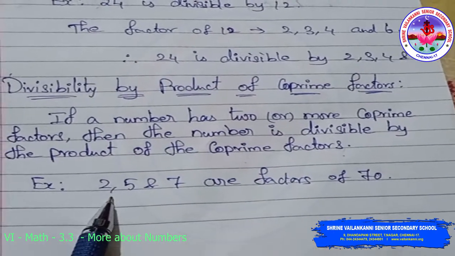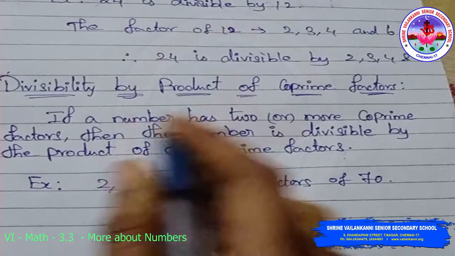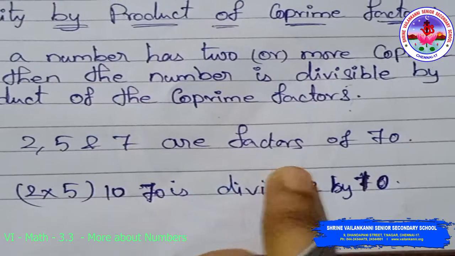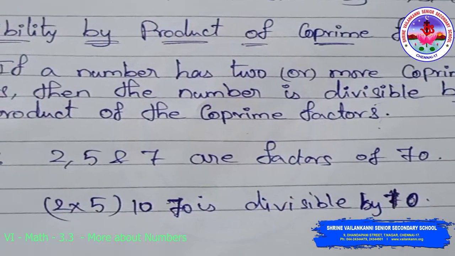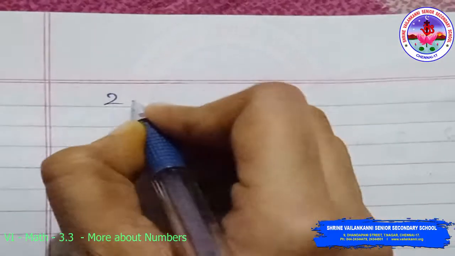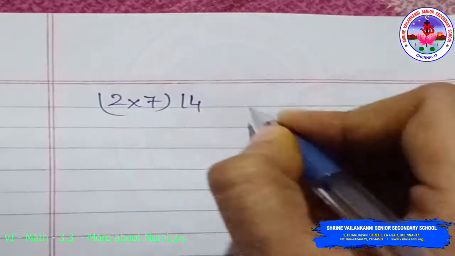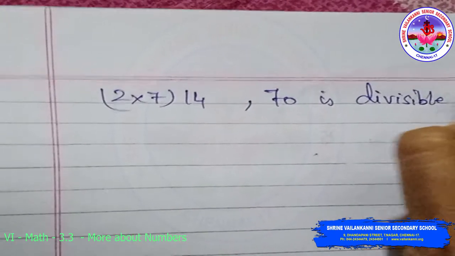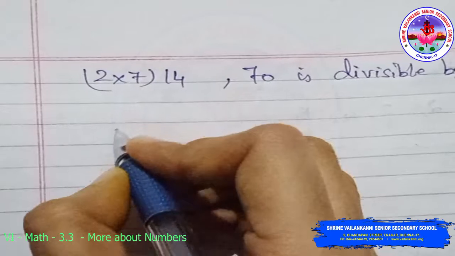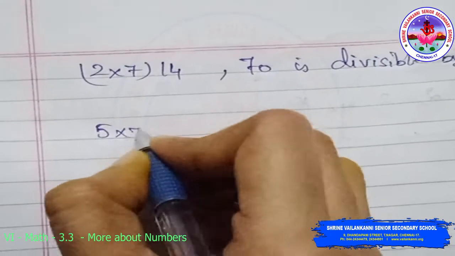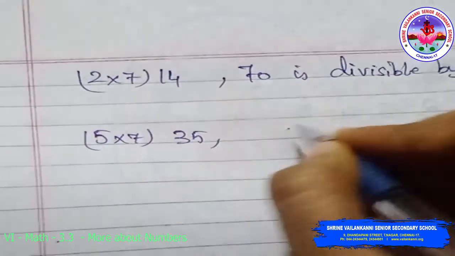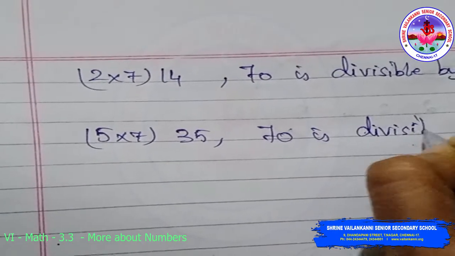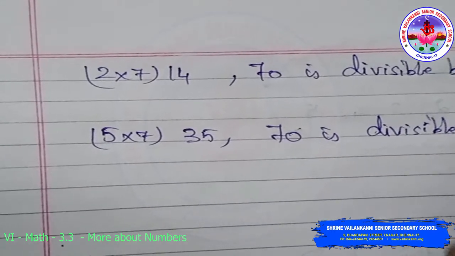Here, the product means 2 into 5, that is 10. 70 is divisible by 10. The next product is 2 into 7, that is 14. 70 is divisible by 14. Next product is 5 into 7, that is 35. 70 is divisible by 35 also.